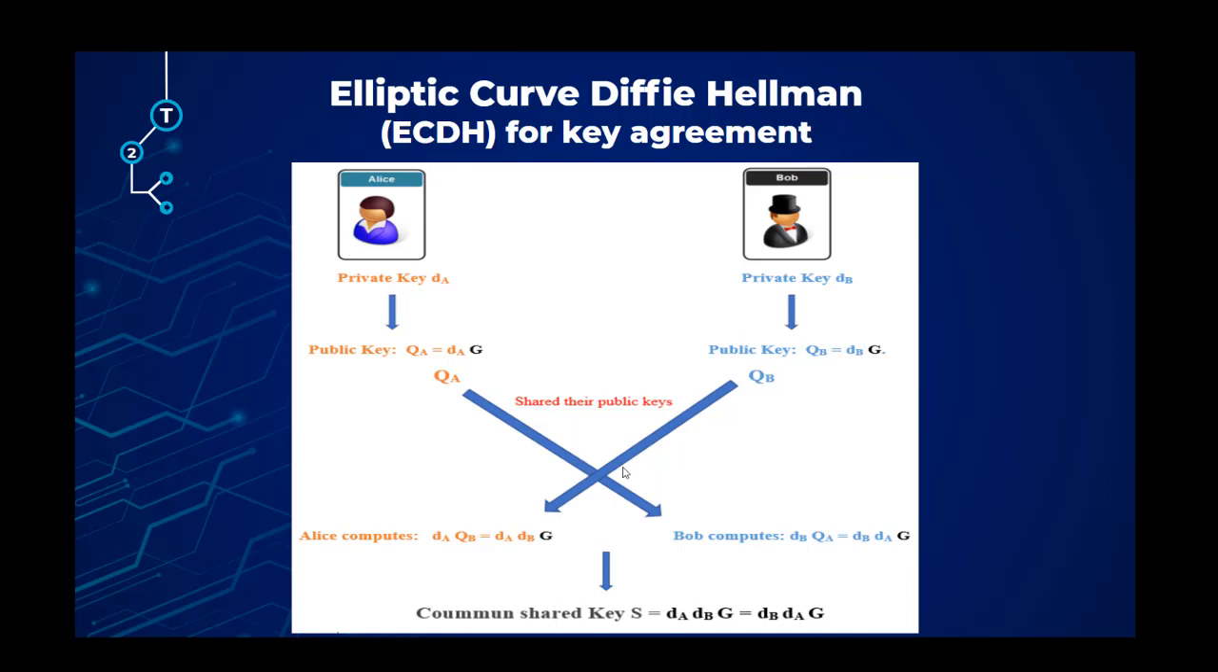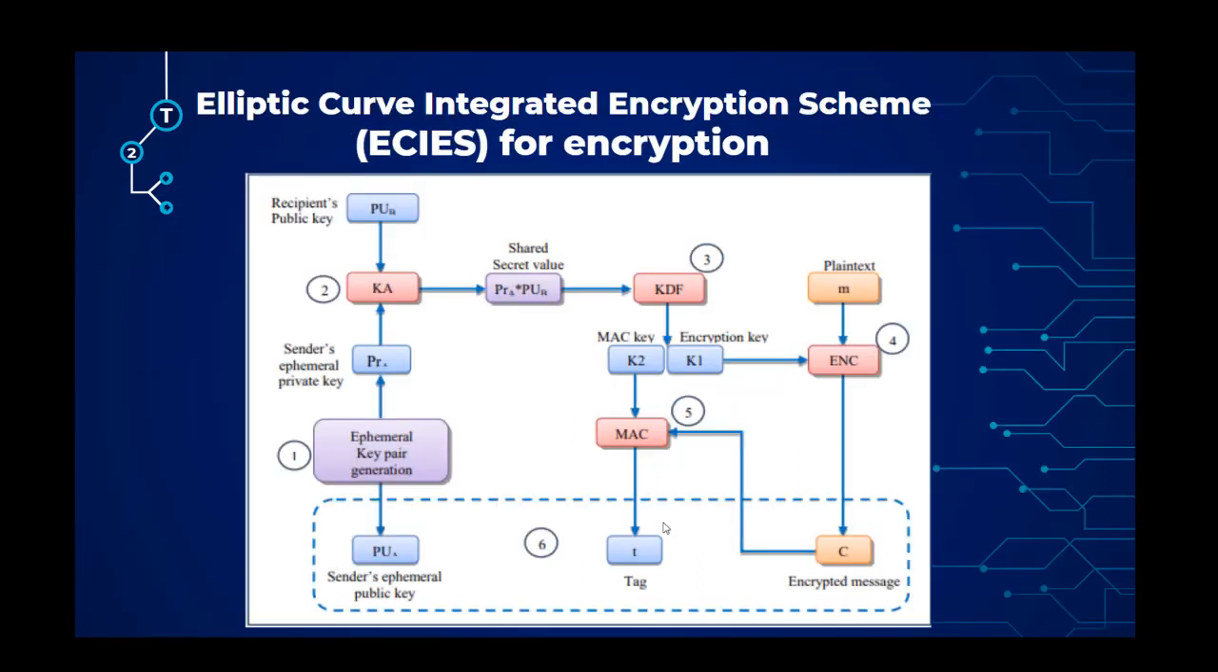After obtaining the public key from Alice, Bob will compute the multiplication between his own private key and the public key of Alice, and he will get the multiplication of three elements: the private key of Alice, the private key of his own, and the generator. And Alice will do the same, and she will get the same result. So here is the common shared key named S, which is the multiplication between the two private keys and the generator point. After this, we will talk about the elliptic curve integrated encryption scheme.